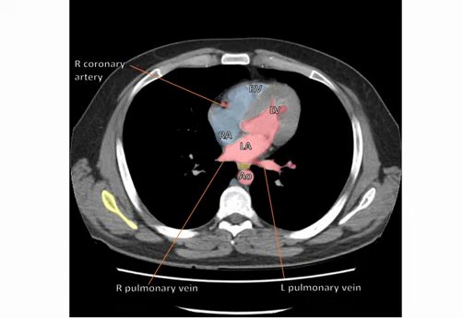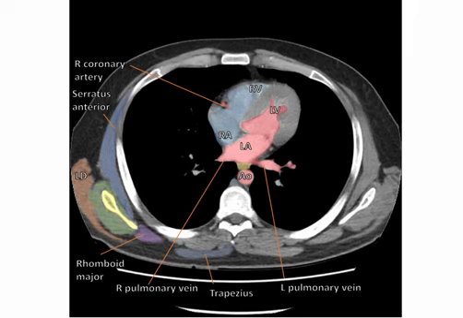We can also see some more of the axioappendicular muscles at this level. Here is the trapezius. Here is rhomboid major. Here we have serratus anterior. And here latissimus dorsi. Highlighted in green, we have some of the rotator cuff muscles.